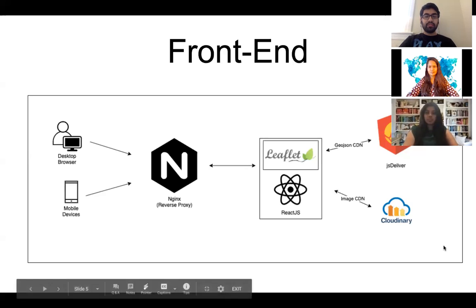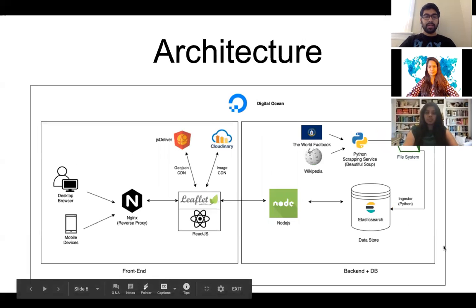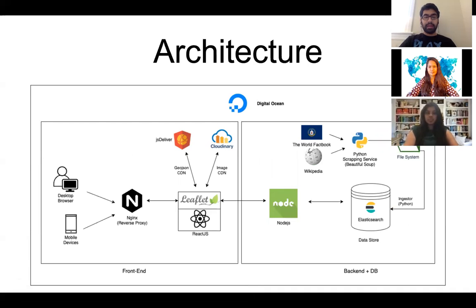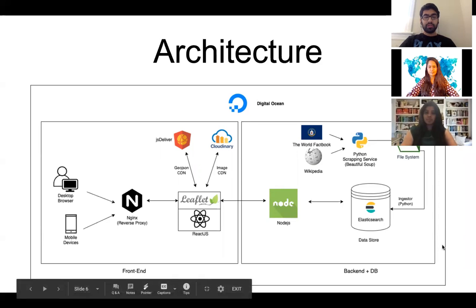Next, combining the front end and the back end, this is the entire architecture. We have deployed our front end, back end, the Elasticsearch database, and the scraping service to the DigitalOcean infrastructure because it provides cheap compute along with the support of Kubernetes, which could be used in future to scale the application up or down depending upon the load.